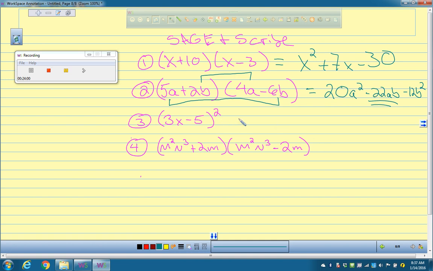Okay? This one, who's got this one? What do you get for this one, Cole? We got 9x squared minus 30x plus 25. 9x squared minus 30x plus 25. That is correct. This one is the one that people had trouble with.